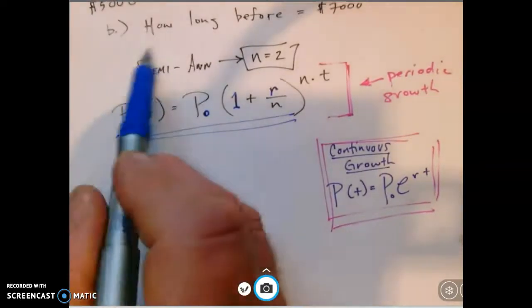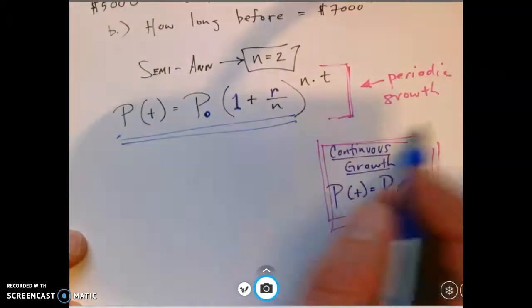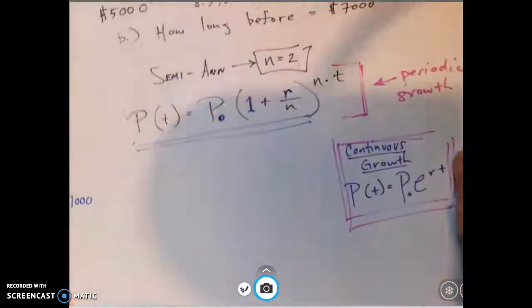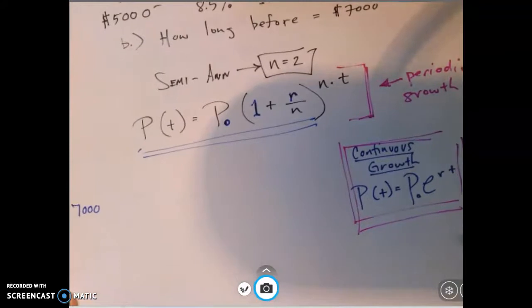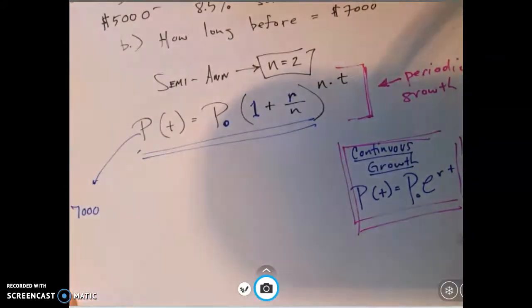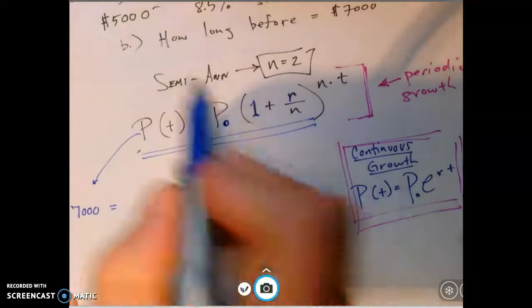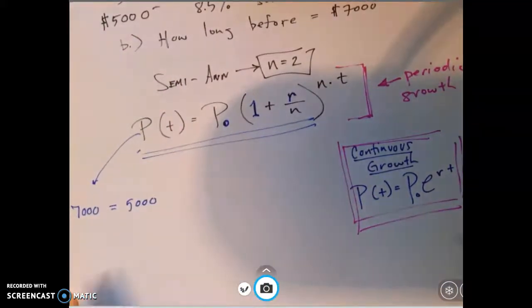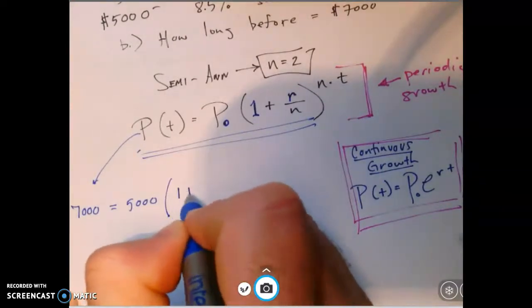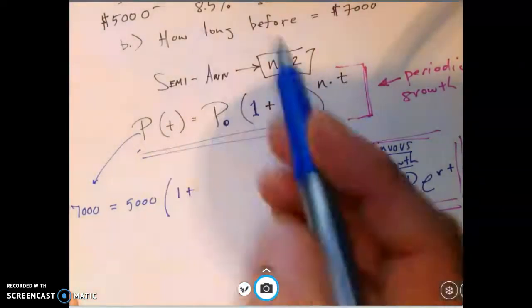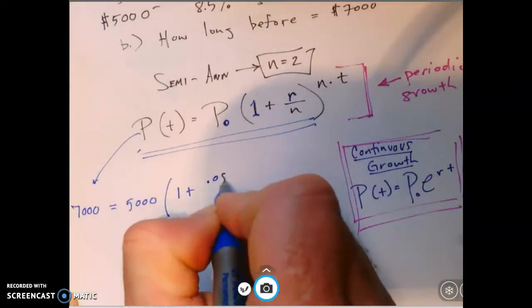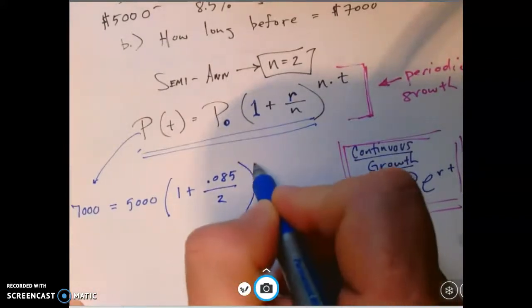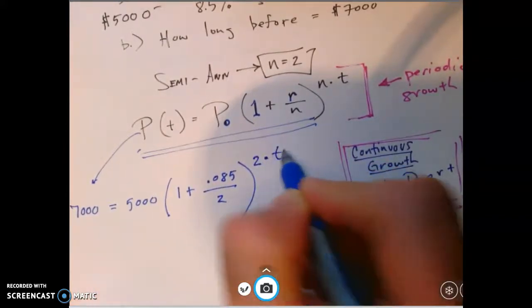So that being said, the question is how long before this reaches 7,000? So we put the 7,000 on the left-hand side, for the P of t. There's our 7,000. That's our question mark. Our starting value is 5,000, so we're going to put that right here. In parentheses, 1 plus our interest rate, 8.5%. Therefore, our decimal is 0.085. And our N, as I said, is 2. And this is 2 times T.